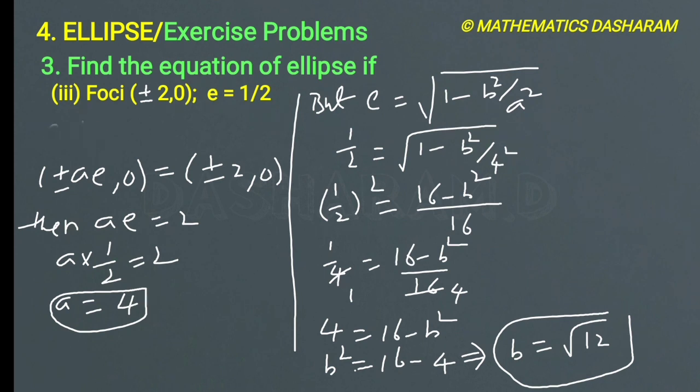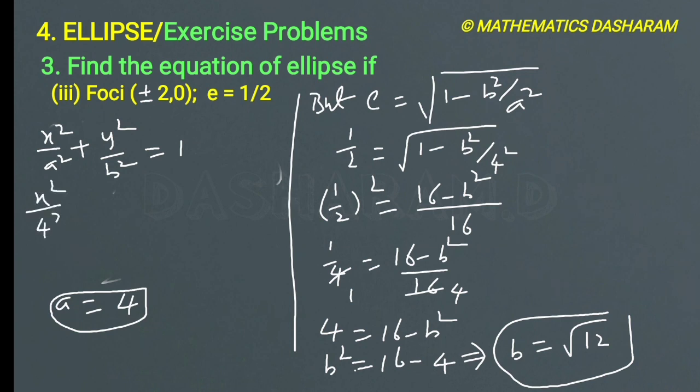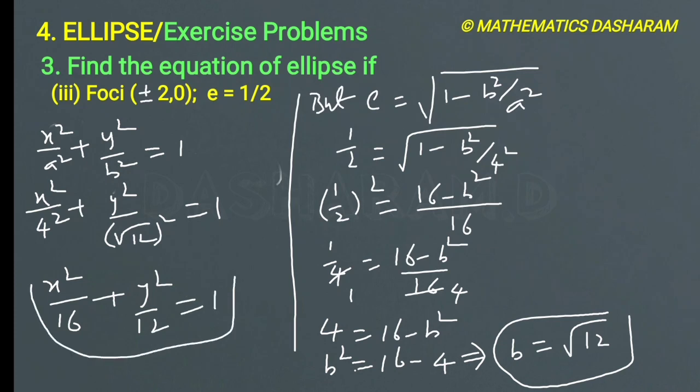So now the equation of the ellipse is, so what is the standard form? x square by a square plus y square by b square equals 1. Let's substitute the a and b values in this. x square by 4 square plus y square by root 12 whole square equals 1. So then our required answer is x square by 16 plus y square by 12 equals 1.